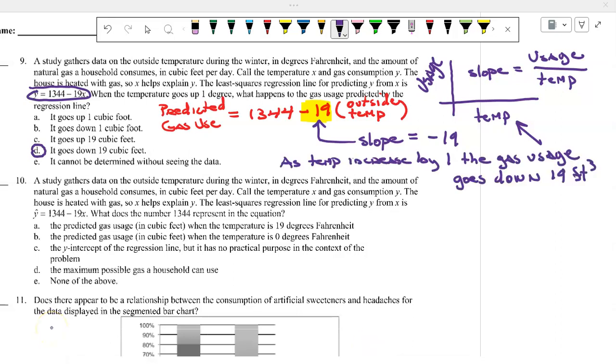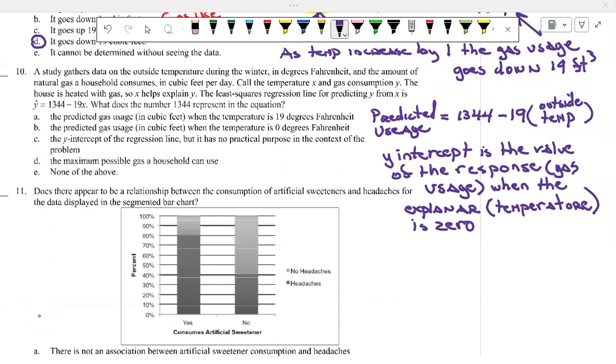So as the temperature increases by 1, the gas usage goes down by 19 cubic feet. It's the same equation, the same study as number 9, where the predicted usage is 1344 minus 19 times the outside temperature. The y-intercept in this case is the value 1344.